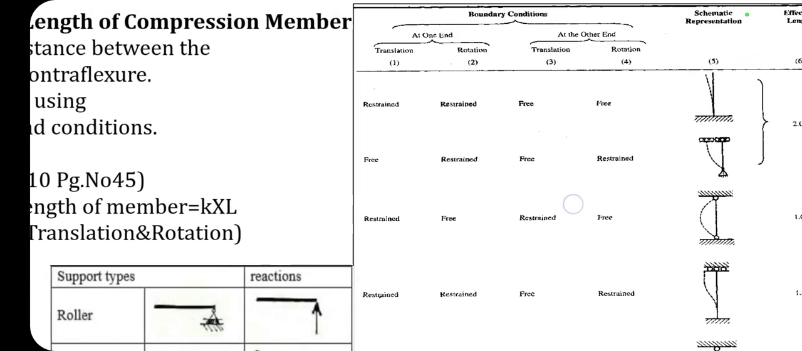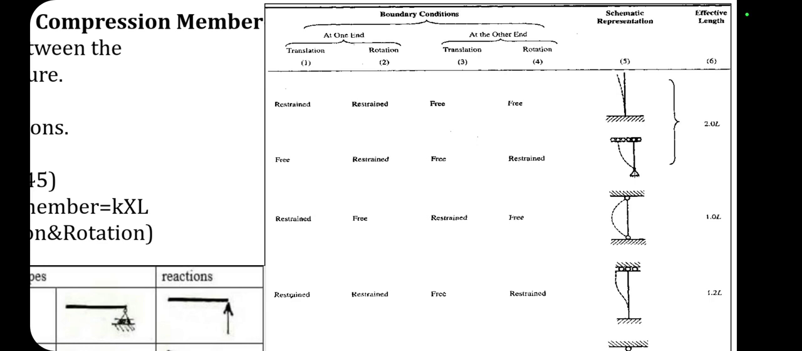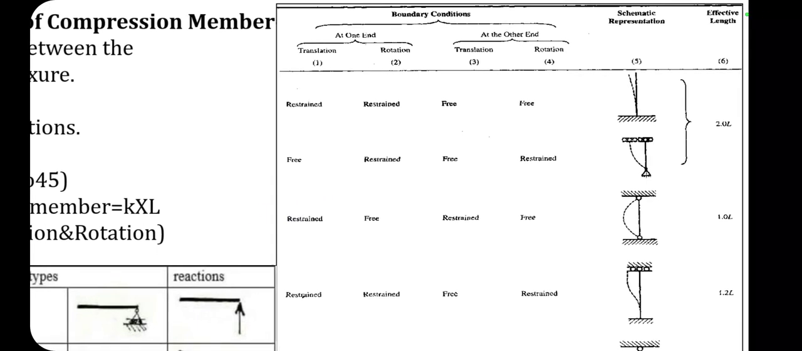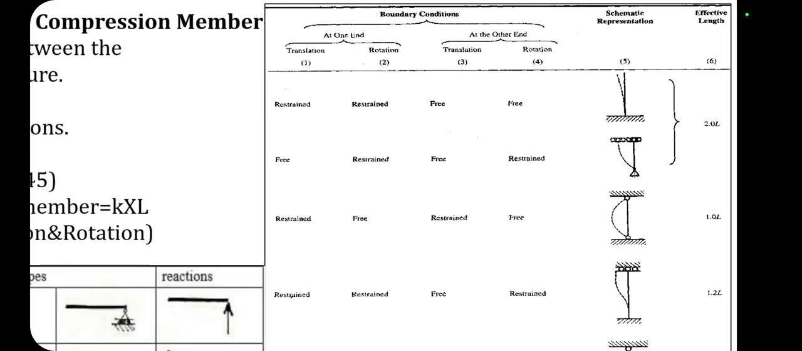Then from the table we will learn how to calculate the effective length for each and every condition. You will observe there are columns given in the table. The first one is for boundary condition, the second one is the diagram, and the last one is the effective length for that condition. Further, the boundary condition column is divided again into two parts: the first for one end and the second for the other end. Then again each end column is divided into translation and rotation respectively.